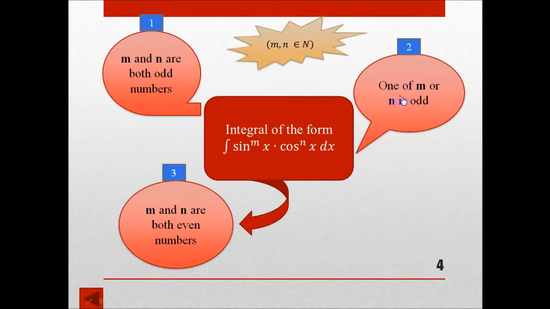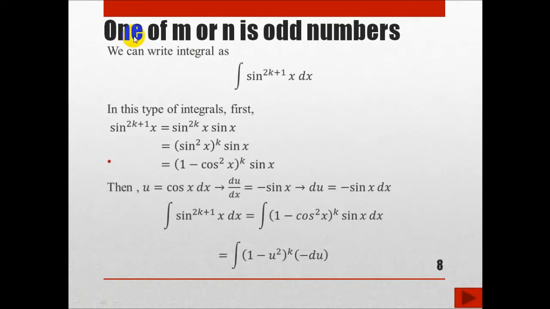Okay, for the second case, one of m or n is an odd number. Here we know that one of m or n is odd, so it is only one of them, it is m or it is n. So we can write the integral as follows. For example, here we have sin x to the power of 2k plus 1.